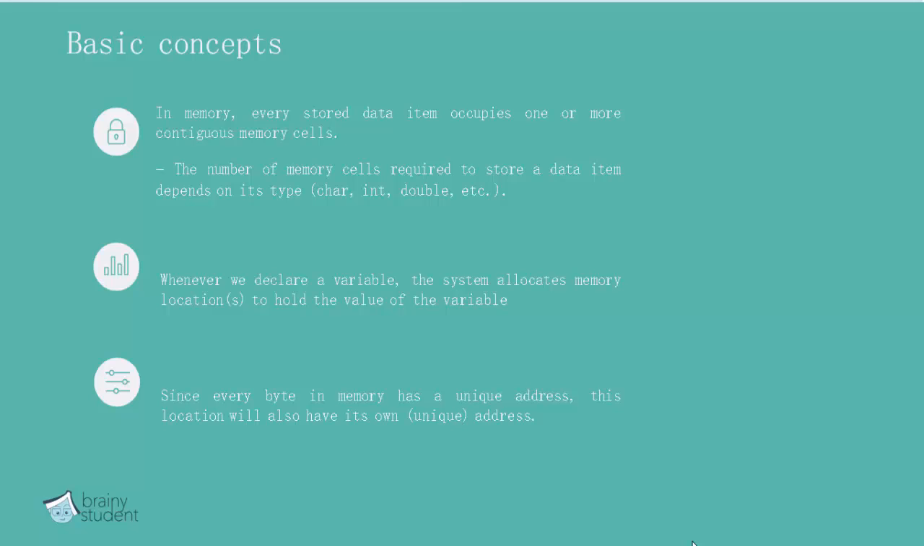using the assignment operator, that value will be stored at the memory location which is reserved because of its size. Fine. Every byte in memory has a unique address. That's why we won't be able to tolerate any ambiguity in the address. This location will also have a unique address. Its own unique address will be there for each and every variable.